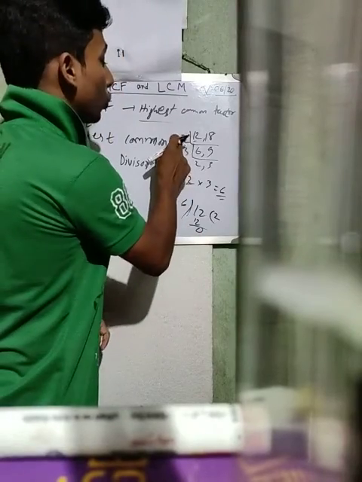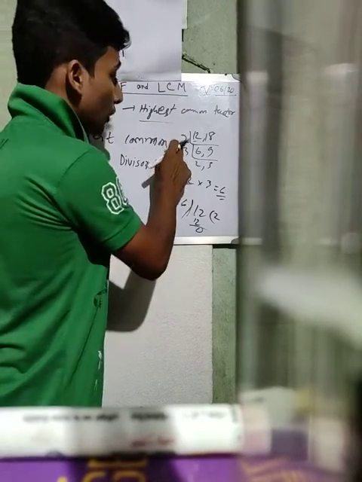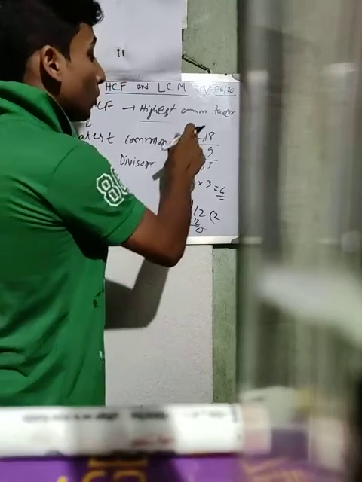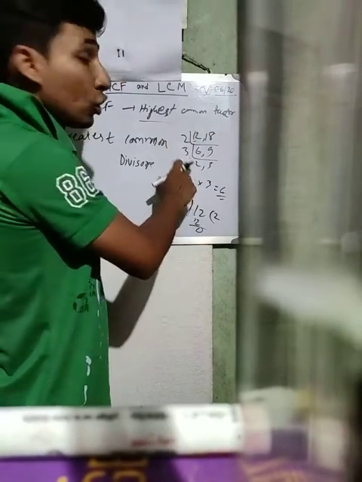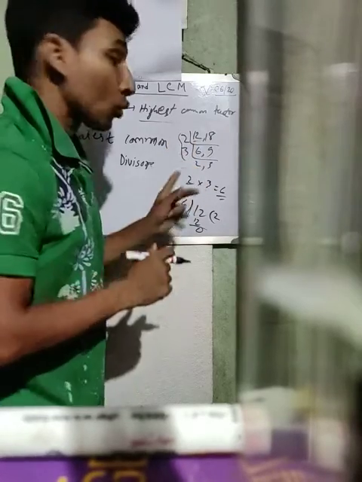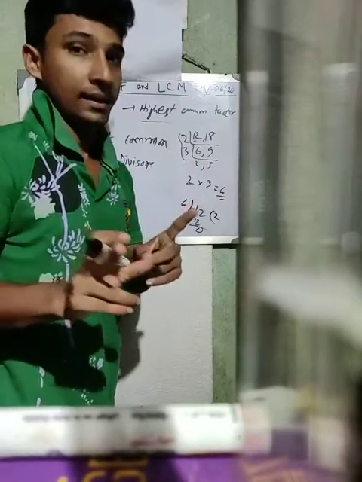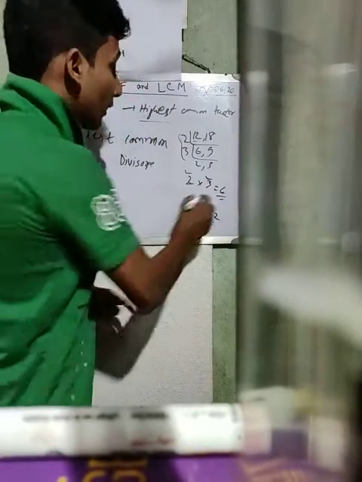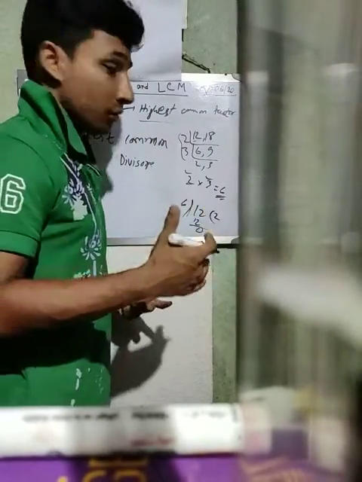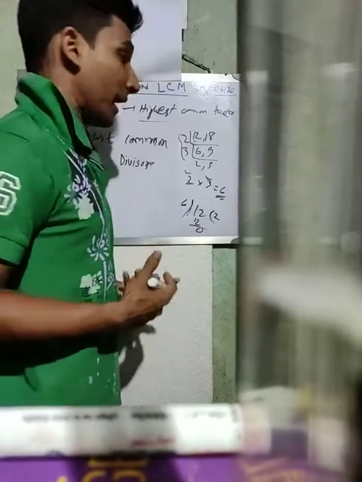If we multiply 2 into 3 into 2, 2 into 3 is 6, 6 into 2 is 12. So 12 is divisible by 12, but 18 is not divisible by 12. So here 6 is the maximum number which can divide both the numbers. That is HCF. Here 2 is also a factor, 3 is also a factor, but 6 is the maximum factor.